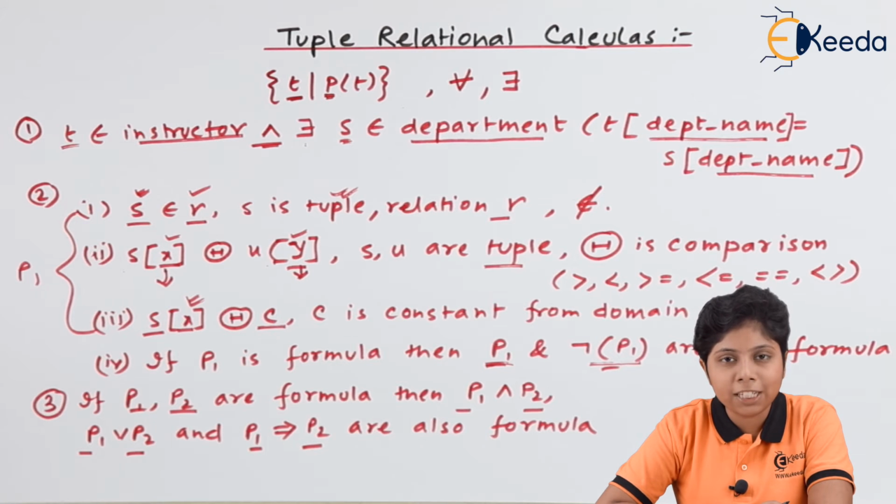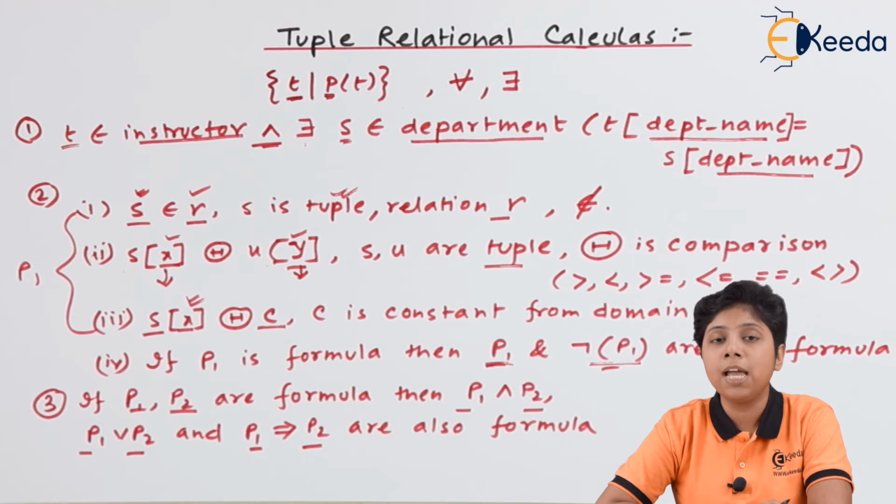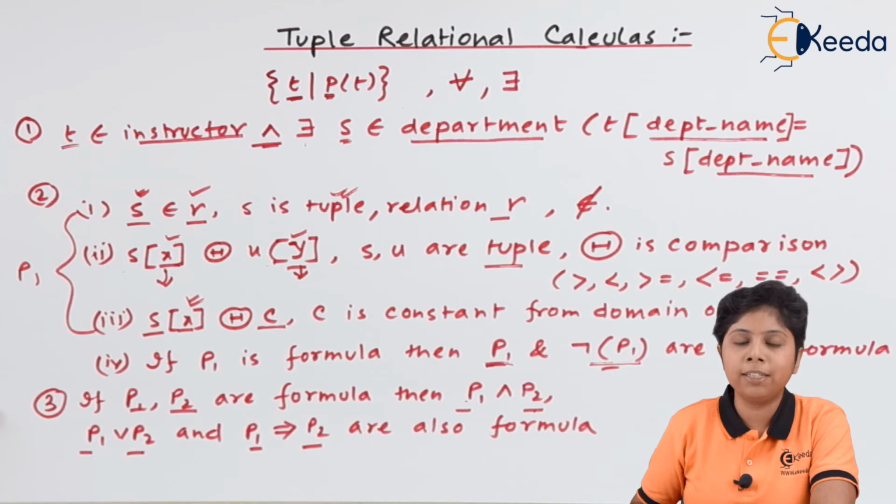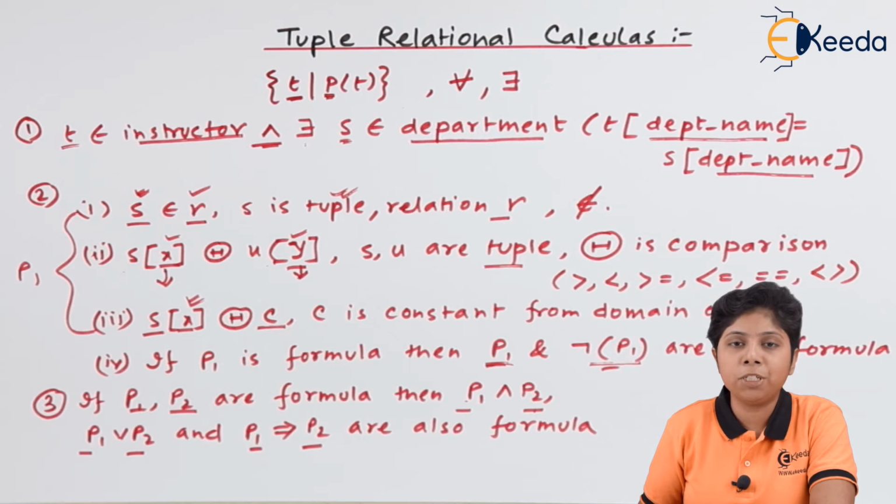Now we are checking P1, the predicate that salary is greater than 12,000, and P2, the predicate that name is equal to John. So P1 and P2 is also a formula, where we want to fetch the information of salary greater than 12,000 and the name of the instructor whose first name is John.